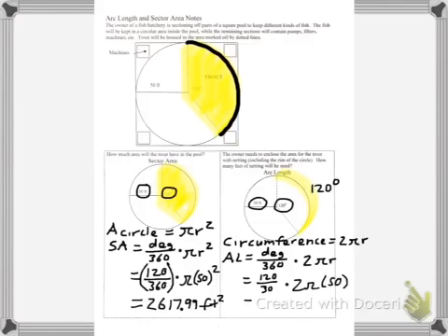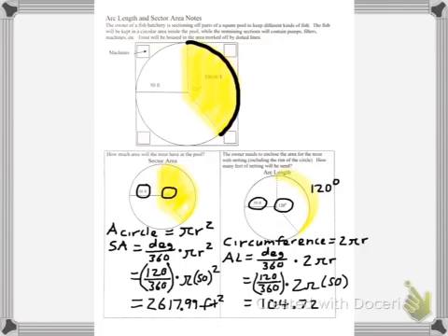Now, when I plug those in, once again, I messed up my fraction there at the bottom, didn't I? That's supposed to be 360. There we go. All right, so when I punch that in the calculator, once again, put that fraction in parentheses right there. Once I do that, I should get 104.72.